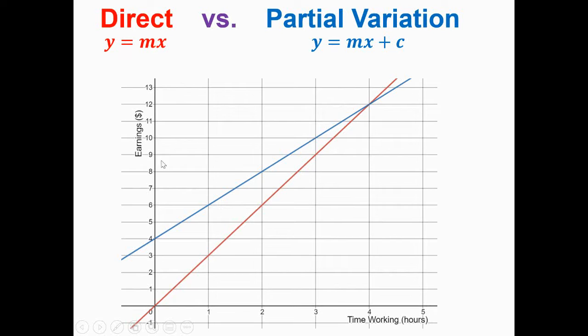So let's take a look at what this graph is representing. Here we have time working in hours, and here's earnings. So basically, these are two people perhaps, and how much money they make based on how long they work. Let's take a look at making these equations more detailed then. In this one here, for the direct variation case in red, I'm going to write it in function notation, E of t. So earnings based on time.